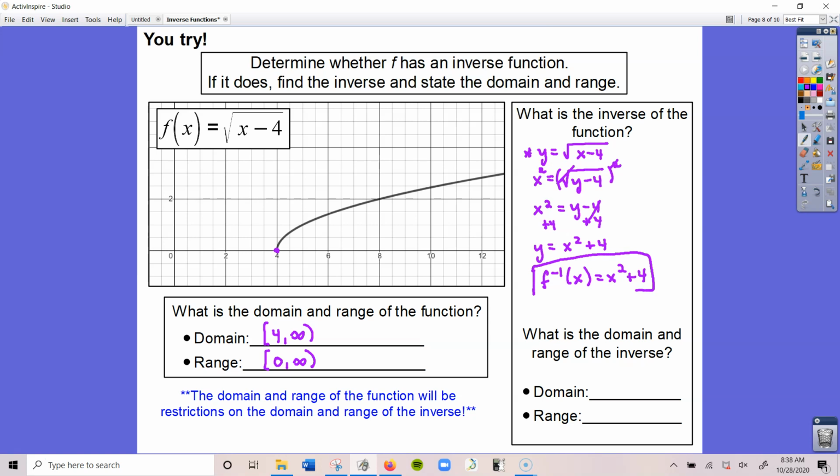Now, although my inverse is a quadratic, meaning it's a polynomial type function, we normally think the domain is from negative infinity to infinity. However, because this is the inverse of a particular function, your domain is limited to the range of the function. Since the range of my function is from 0 to infinity, that means that the domain must also be from 0 to infinity. And the range would be limited to the domain of the function. So since the domain is from 4 to infinity for my function, my range would be from 4 to infinity.